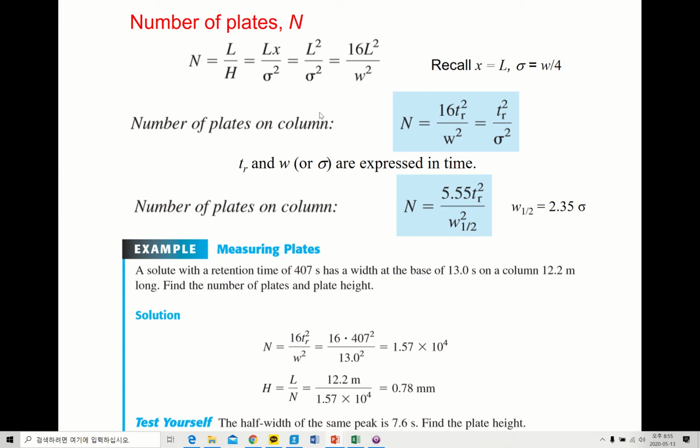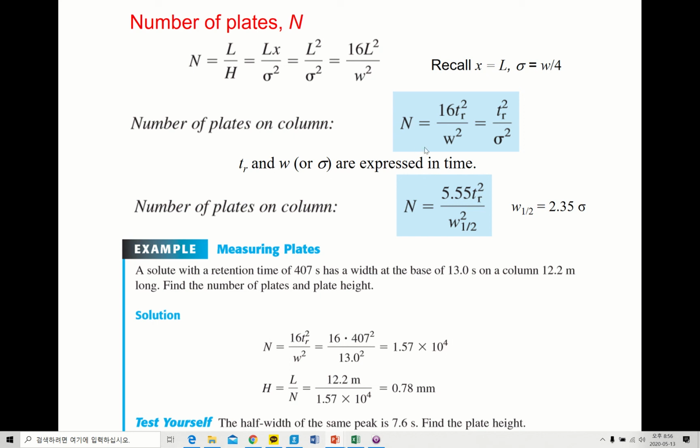And then we can further calculate the number of plates on the column: N equals 16 times tR squared divided by W squared, which equals tR squared divided by sigma squared. Now tR and W here are expressed in time, not in length, because the chromatogram is expressed in terms of time.